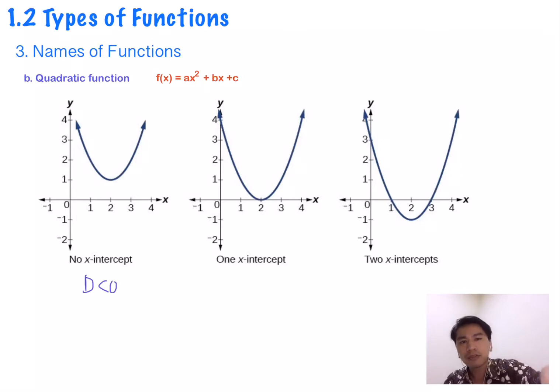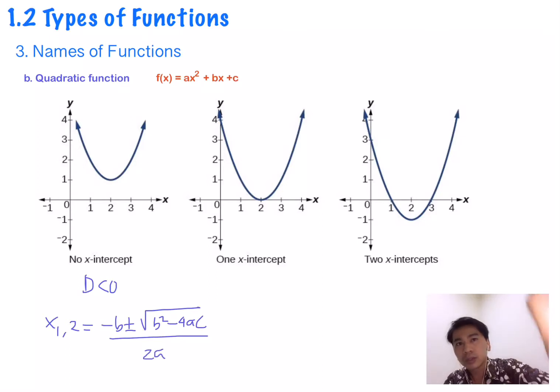What is d? D came from the quadratic formula x1, 2 equal with negative b plus minus square root of b square minus 4ac over 2a. So for a glance, b square minus 4ac is what we know as d. When you have d value which is less than 0, then the solutions over here will also be imaginary, so you'll have no x-intercept.